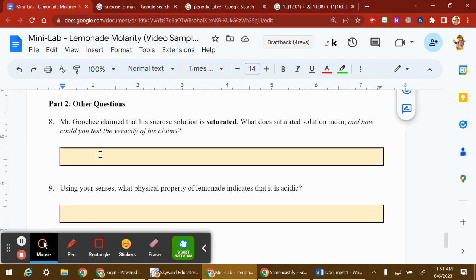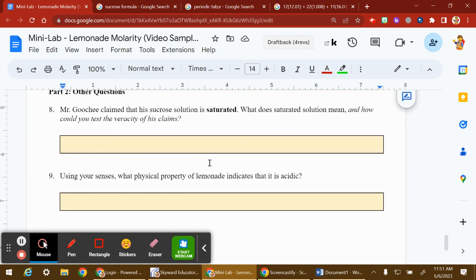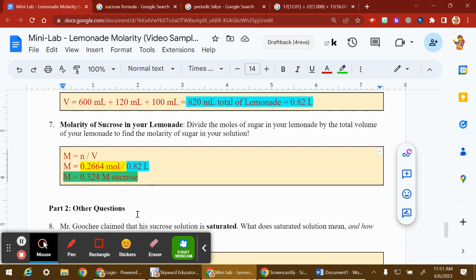You've got some other questions down here that you can answer based on the Unit 14 notes. This was the hard part. I hope this helped. Good luck, y'all.